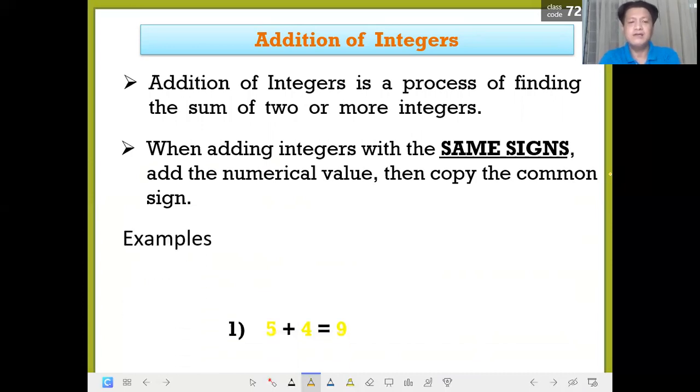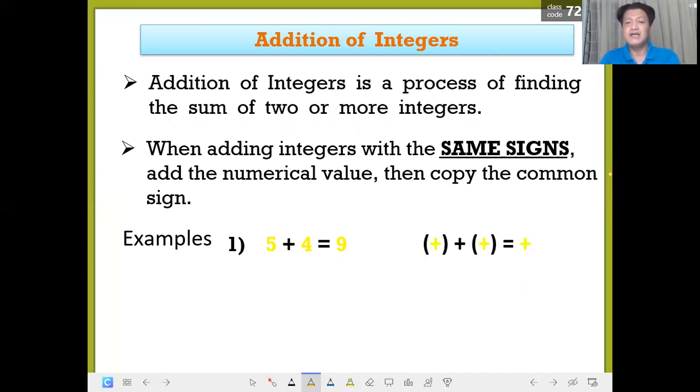Okay, so example natin, positive 5 or simply 5 plus 4 is equal to 9. Since they are both positive, kaya 5 plus 4 is 9. Kaya ang rule natin dyan, positive plus positive is positive. Yung sign ng ating magiging sum of the given integers.